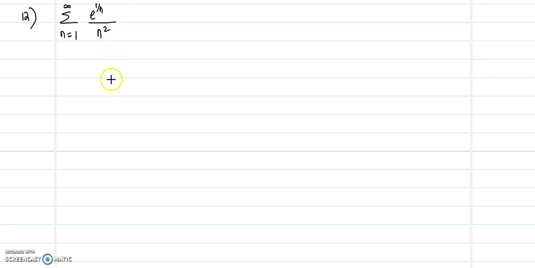So next one, we need to check the convergence or divergence for summation n equal to 1 to infinity e power 1 by n square. So we have f of x equal to e power 1 by x by x square. So f of x is positive, and it will be continuous. The only discontinuity is x equal to 0, so it will be continuous for x greater than or equal to 1.